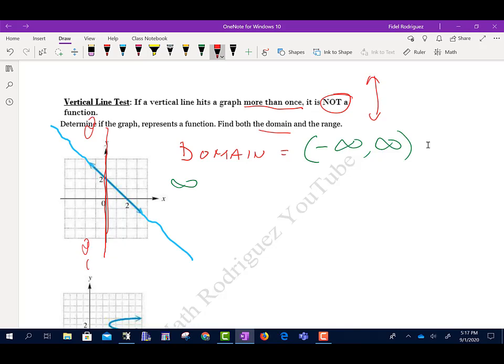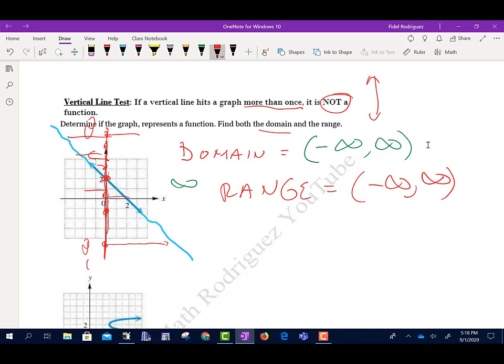Now, what the range says is no matter where you would be on this red line, if you were to pick a point here, you could move to the right, or if you pick a point here, you could move to the left, or even stay right there, and you would hit your blue line, right? And so my range, which is my y values, would also be from negative infinity to infinity, because no matter where I am on this red line, I could move to the left or to the right, and I would always hit my graph. Okay.